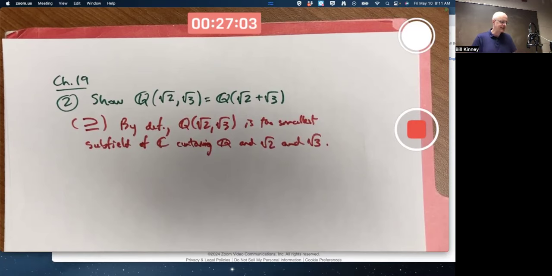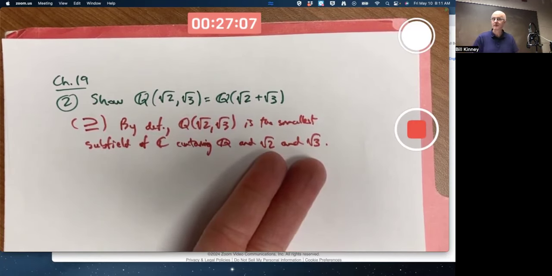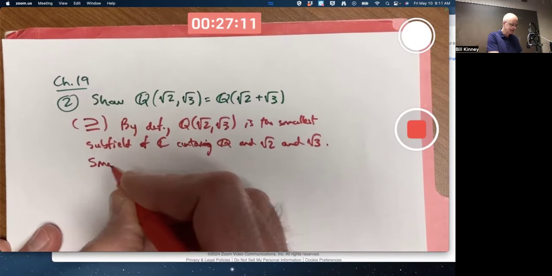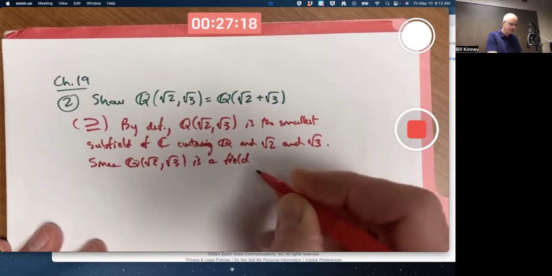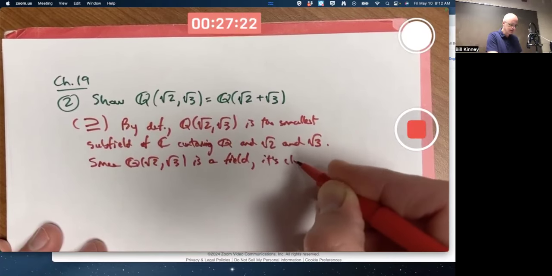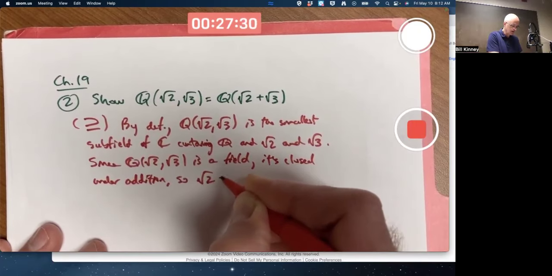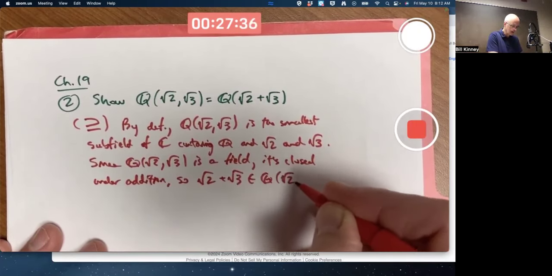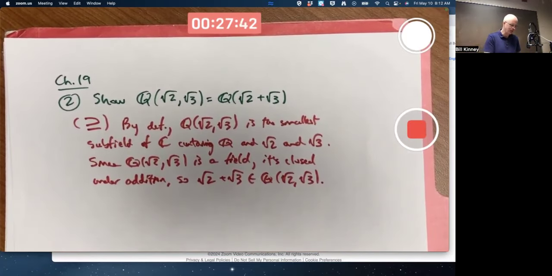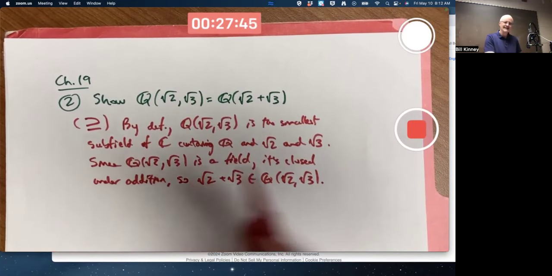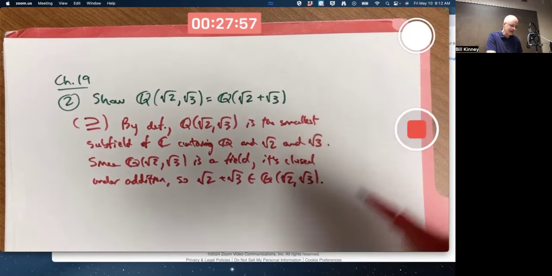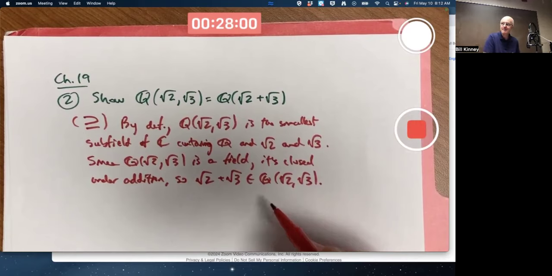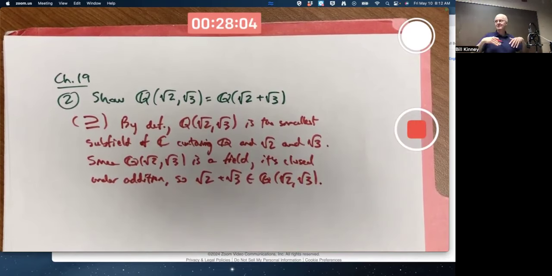So in particular, it's got to contain the sum of these two things, square root of 2 plus square root of 3. Since this thing is a field by definition, you don't have to prove that it's closed under addition. So square root of 2 plus square root of 3 is an element in there. I claim this is enough to prove this inclusion. Why? Because by definition, the thing on the right is the smallest subfield of C containing all the rationals and square root of 2 plus square root of 3. But this one contains it as well. So it's got to be possibly bigger, certainly not smaller, because that's the smallest one.